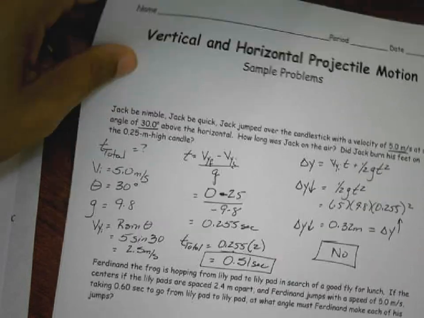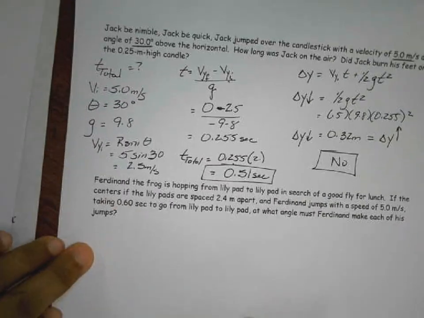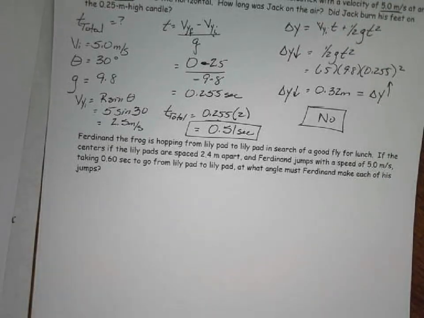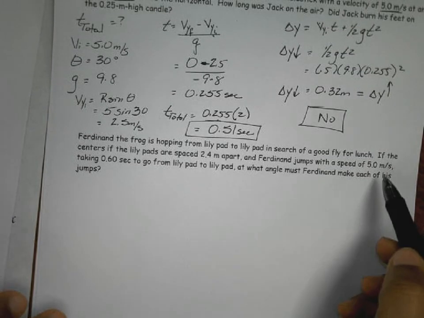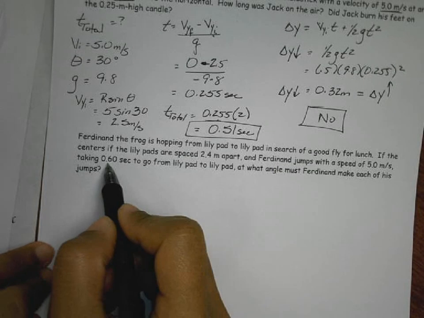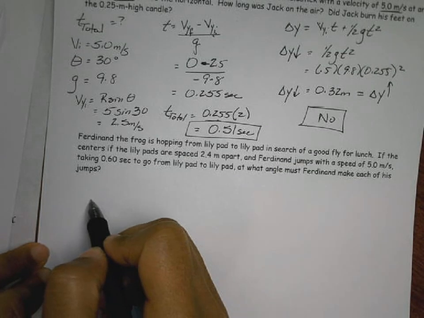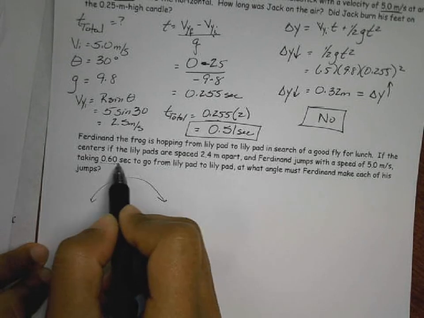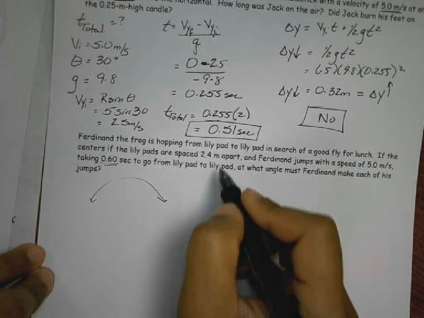I've gone a little bit over time, but I'm going to see if I can sneak this in. So let's do this one here. This one's not as bad as it looks. I have Ferdinand the Frog. He jumps from lily pad to lily pad. And I guess I must like 5 meters per second because that's what he does. And it takes him 0.6 seconds to go from lily pad to lily pad. So this t is the total time in the air.